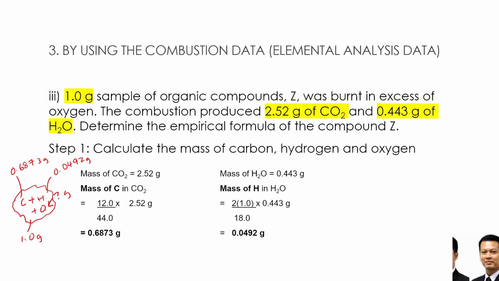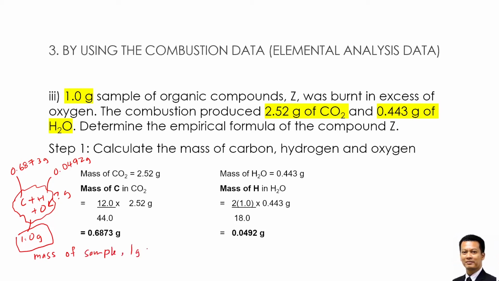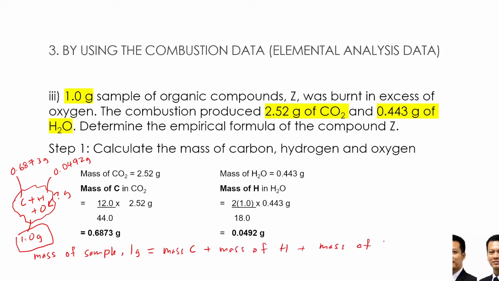You can calculate this one, right? So it means that 1 gram here, mass of sample is 1 gram. 1 gram equals mass of carbon plus mass of hydrogen plus mass of oxygen, right? So you already know mass of sample is 1 gram. Mass of carbon, you also know it, 0.6873. Mass of hydrogen, we also know it at 0.0492 gram. So can we find out the mass of oxygen here?